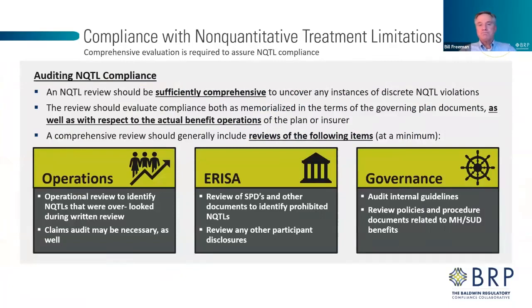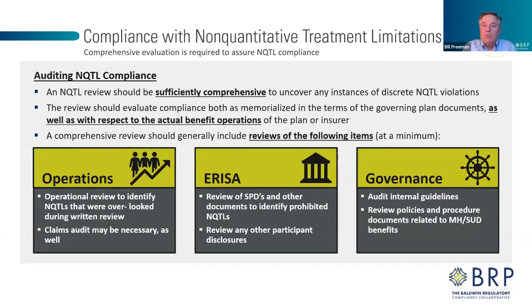So, as I mentioned, you cannot just look at the plan and determine whether or not you have these non-quantitative treatment limitations. You must have a very comprehensive analysis performed, an audit of your plan, to uncover any instances of NQTL violations. The review has to be thorough and it has to go through plan documents as well as your benefits data from the TPA or insurer. And you have to review your plan documents as well. It's not just the data.